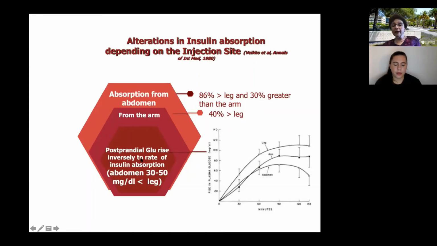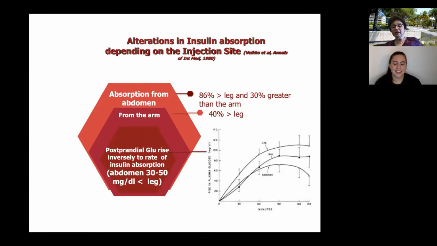So also realize that absorption from different sites of the body can be different. Studies were done. Absorption is faster from the abdomen. It's then slower from the arm, and it's even slower from the leg. And that depends on how active you are at this time. But if you're eating dinner, most people don't go for a run after dinner, right? Most people just sit and watch TV.